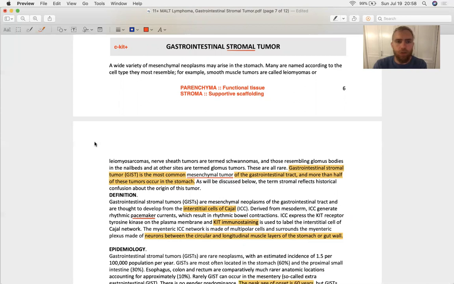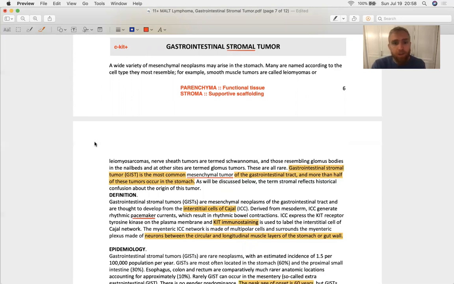Gastrointestinal stromal tumors are c-KIT positive. So if you see that in a question stem, c-KIT positive tumor, it's a stromal tumor. Your parenchyma is the part of an organ or a tissue that does the work. So if we're talking about the brain, then the parenchyma is the neuron. And if we're talking about the heart, the parenchyma of the heart would consist of cardiomyocytes. But stroma, that's your supportive scaffolding. That's the architecture of a tissue that gives it its shape and allows it to sit in a particular place constantly and not get pushed around.